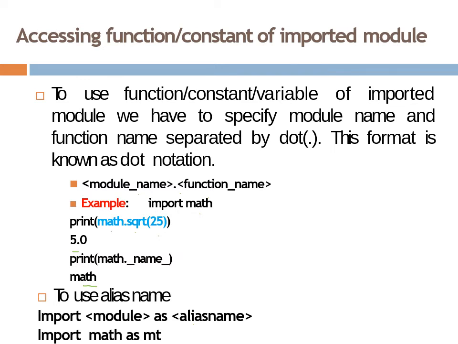Here, when I want to change the math module to mt, the syntax is import math as mt. From now, instead of using math dot, I will use mt dot sqrt, mt dot sin, cos, whatever the math function is. That is the alias of a module that we are going to use.